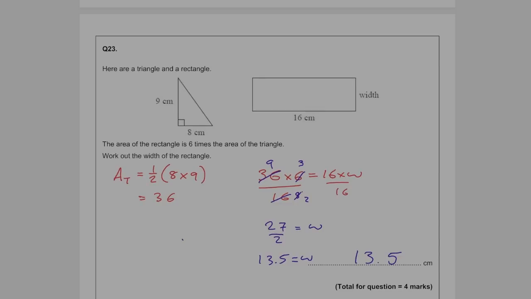And if you did that multiplication of 36 times 6 and then divided that by 16, that's absolutely fine. I've just taken a bit of a lazy shortcut by simplifying before I do that big multiplication.